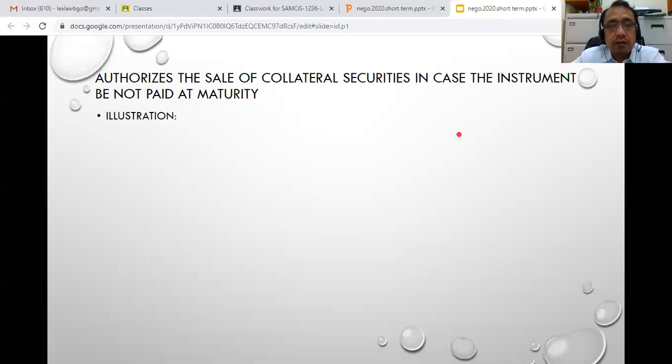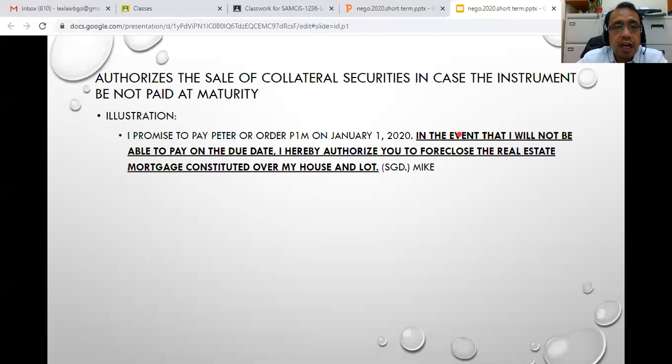So let's take a look at this illustration. I promise to pay Peter or order 1 million pesos on January 1, 2020, signed Mike. Okay? So if you notice, on January 1, 2020, or on any day earlier than January 1, 2020, the maker, Mike, will only be required to perform one act. And what is that? That is to pay only 1 million pesos.